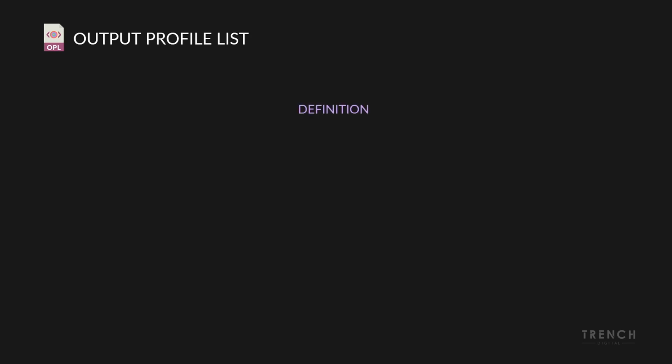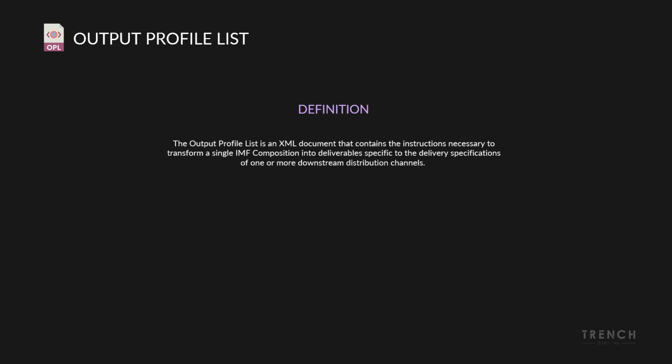The output profile list is an XML document that contains the instructions necessary to transform a single IMF composition into deliverables specific to the delivery specifications of one or more downstream distribution channels. It is commonly referred to by its acronym OPL.